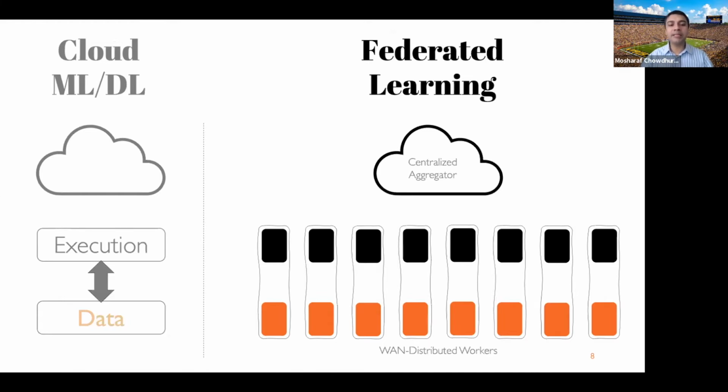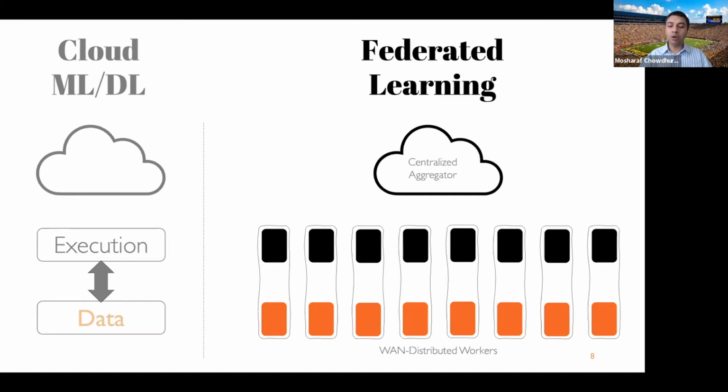Here, the idea is that instead of having all your executors in black and the data in orange in the same cloud data center, they may be divided across many, many different places, and they are distributed over the wide area network. And typically, there is a centralized aggregator, and there are other models, but I'm going to ignore them for now. And when we want to train, the centralized aggregator has the entire model and sends out this model to different workers.